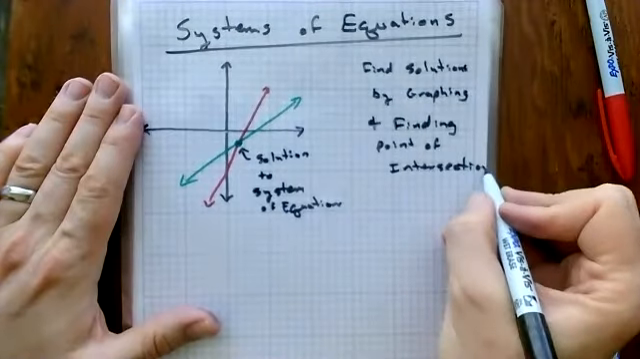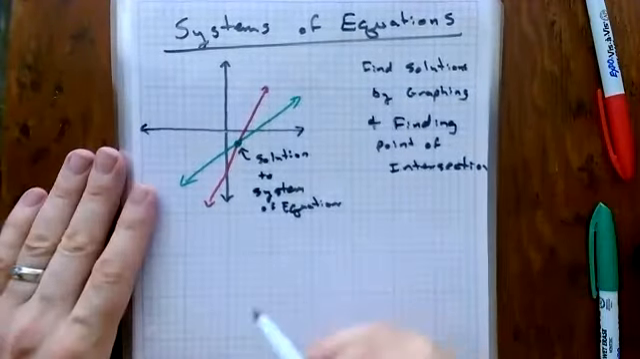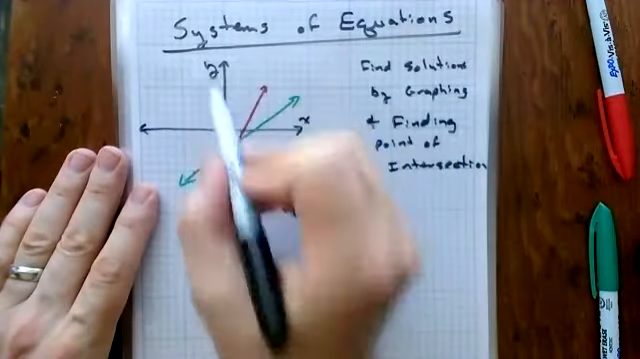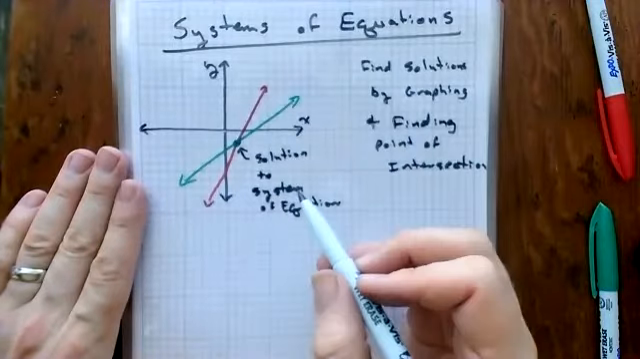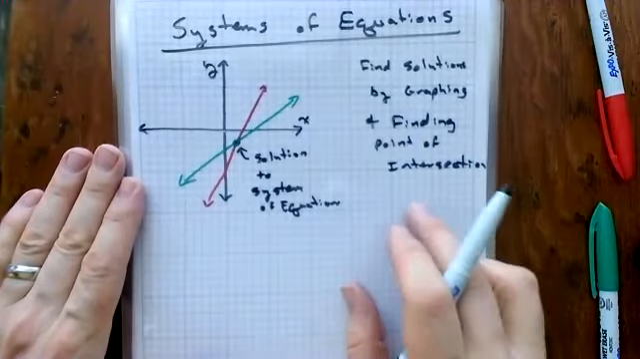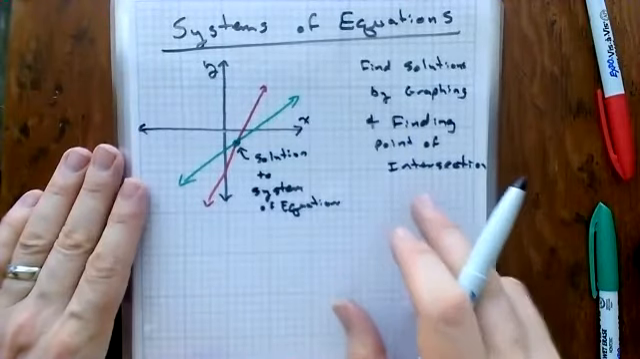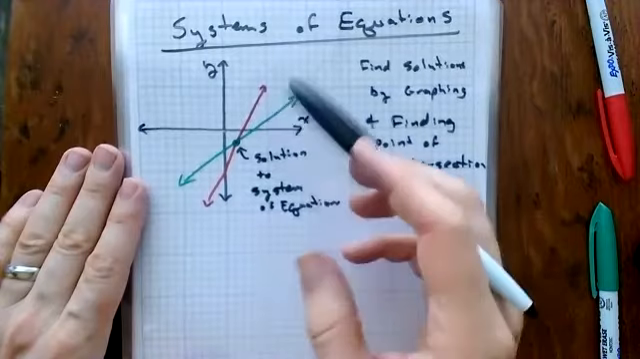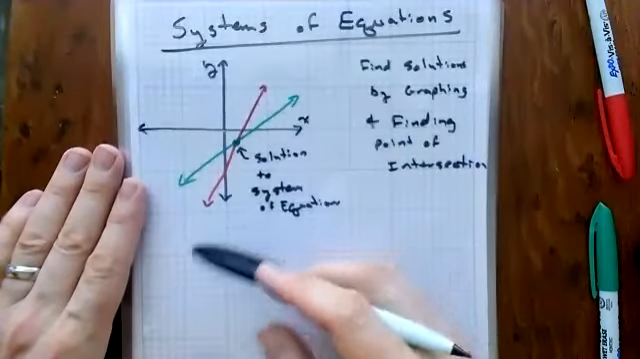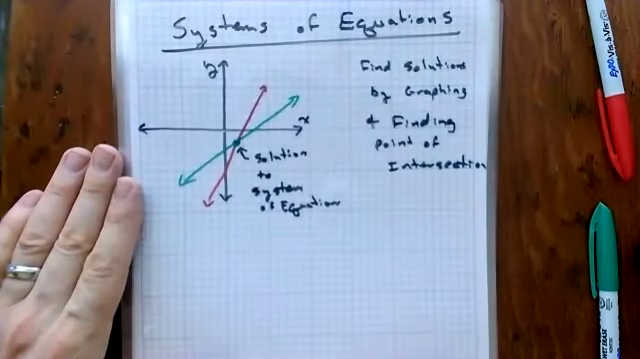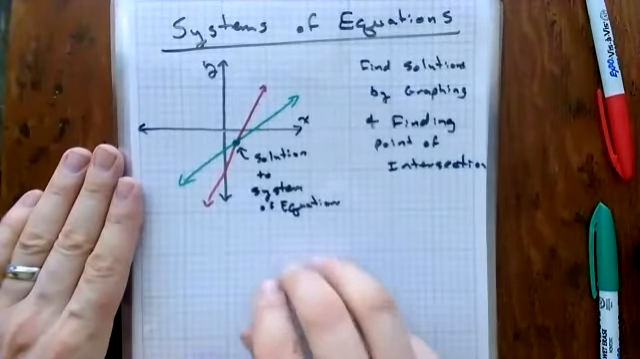Now, this is one of the reasons why it's a fairly important skill to know how to graph lines and to graph lines accurately. If you're doing this by hand, I will say the downside of solving graphically is it's only as accurate as your graph is. So you need to be able to graph accurately in order to be able to solve an equation accurately this way.